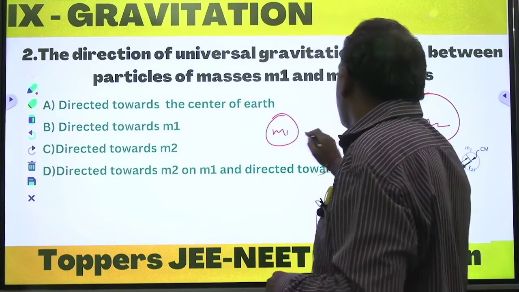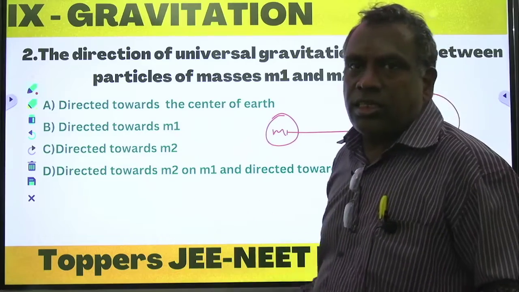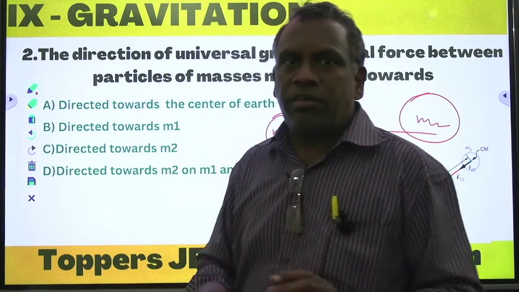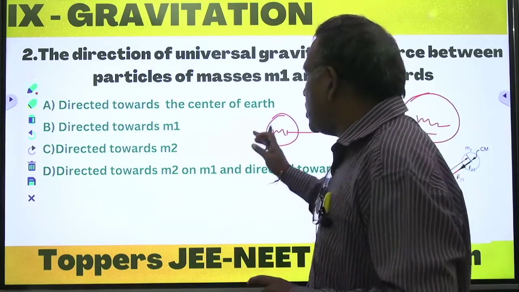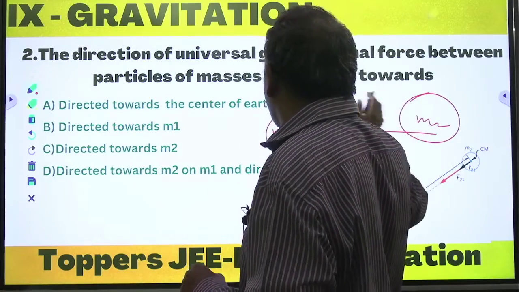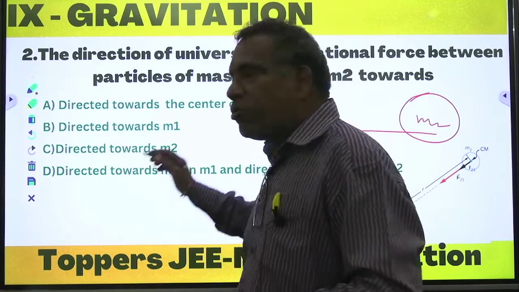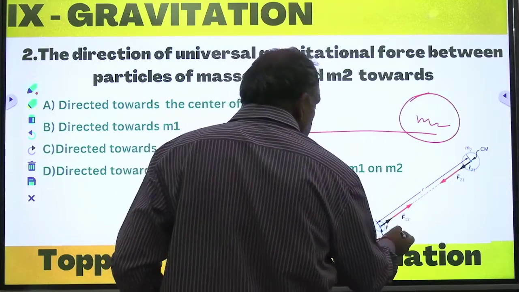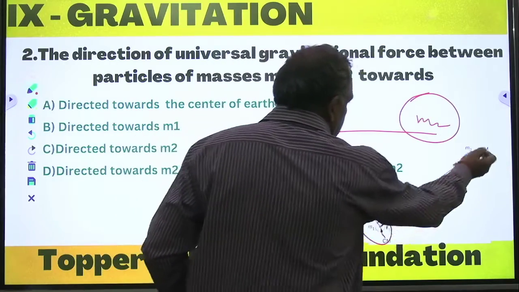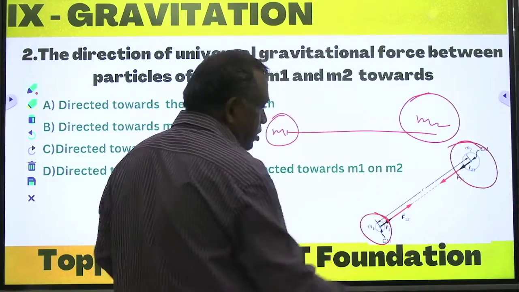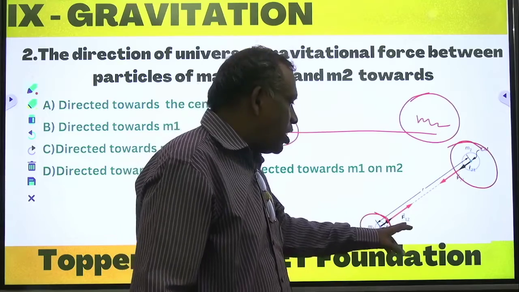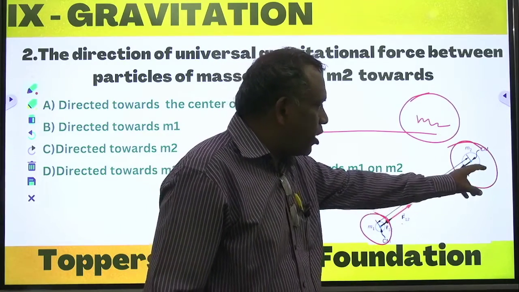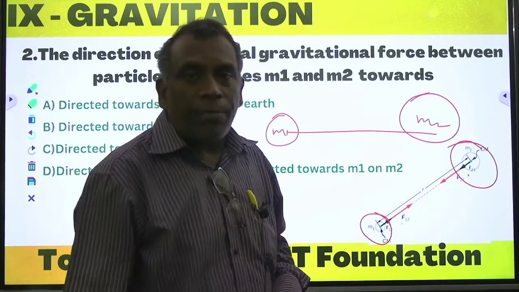When 2 masses are separated by a certain distance, according to Newton's law of gravitation, a force acts between the 2 masses. There is a force acting on m1 due to m2, and a force acting on m2 due to m1. So these are the forces. If you observe here, there are 2 different masses. The force of mass 1 acts on 2, and the force of mass 2 acts on 1. Both are opposite in direction.